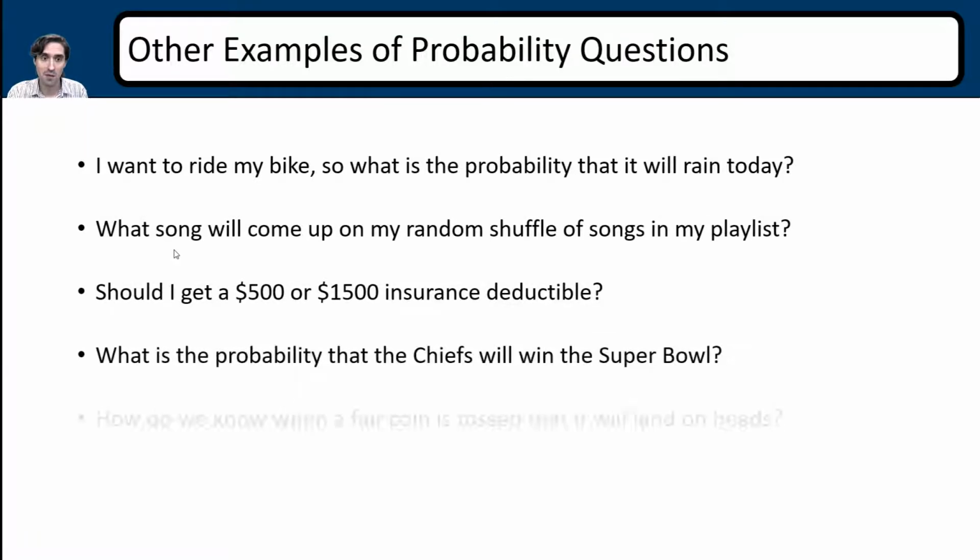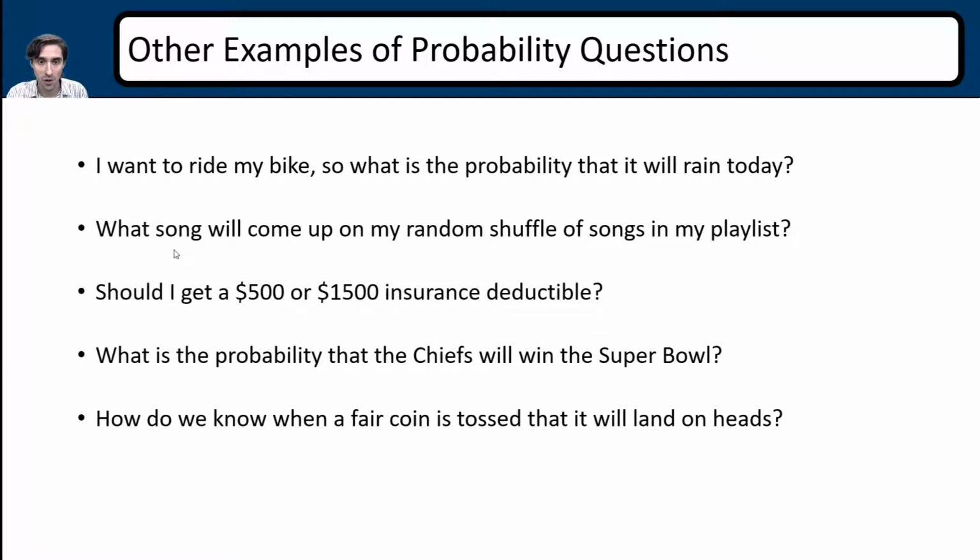So here are some examples. I'll just skim a few. I want to ride my bike, so what is the probability that it's going to rain today? Is it a 60% chance, an 80% chance, a 20% chance? Those things make you change your behavior based on that probability. What song would come up on shuffle, out of random, even though I have a belief that there's a little bit more to it, say, on Spotify or something else.